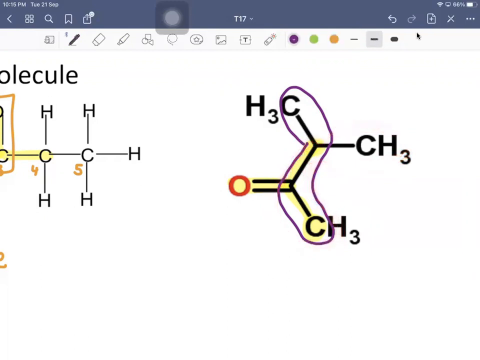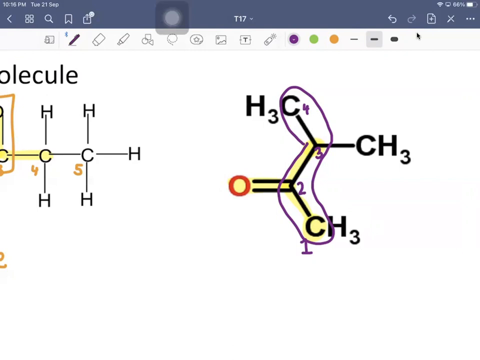Okay, so I want my position of the C double bond O to be the lowest position. So I start my numbering with the carbon at the bottom, where the methyl group is. So carbon 1, carbon 2, carbon 3, and carbon 4. So that would give me a principal chain of butanone.